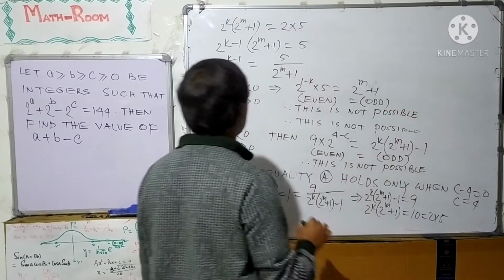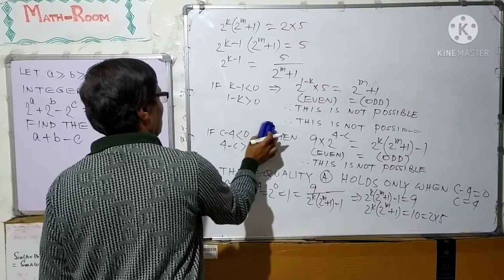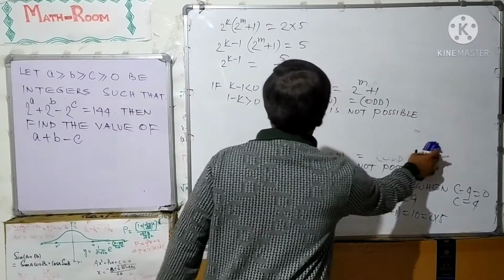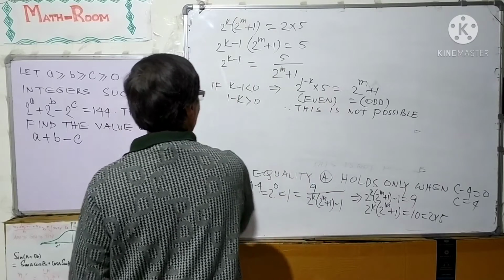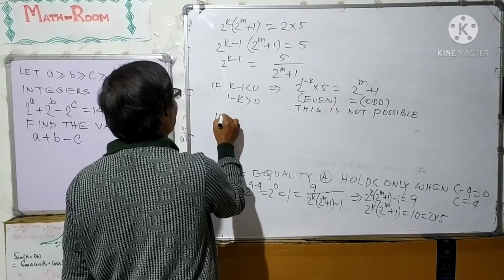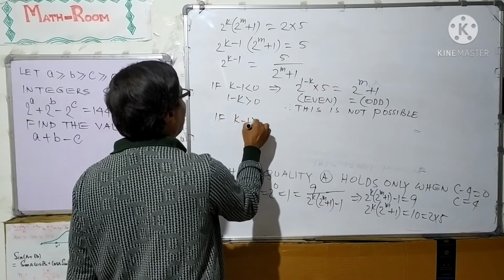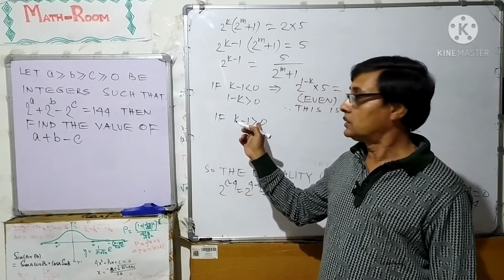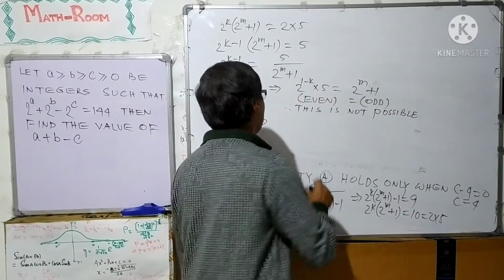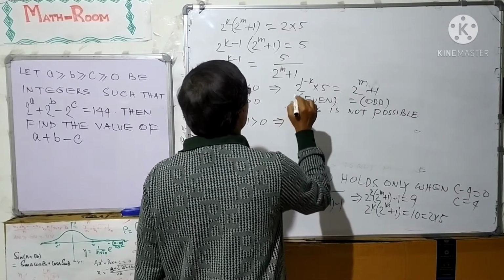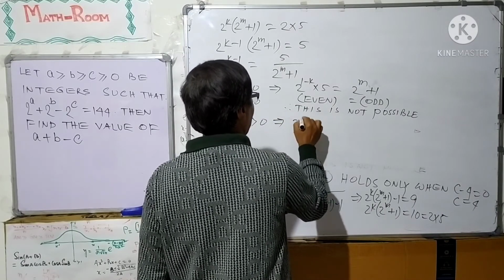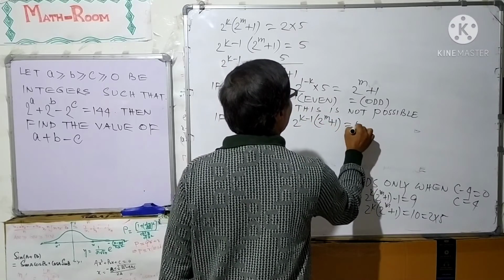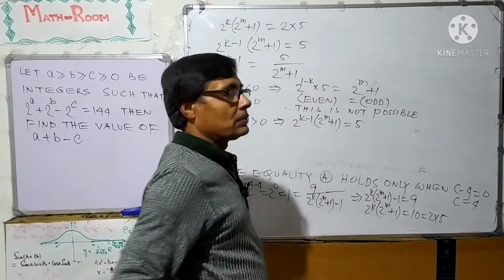This is not possible. Also, if we consider k minus 1 greater than 0, then we can write 2 to the power k minus 1 times (2 to the power m plus 1) equal to 5. Here k minus 1 is greater than 0.